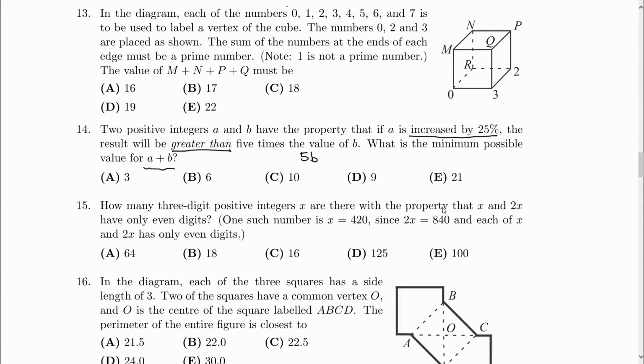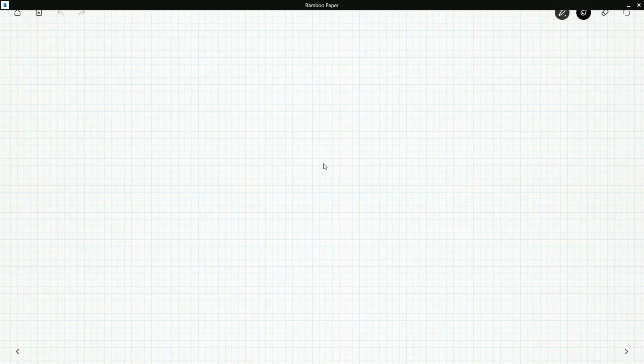Now, since we've got two positive integers a and b, I think we can probably answer this. We got a bunch of fine answers here. If a is increased by 25%, how can I use that? How could I maybe get an algebraic expression going here? And if I'm going to try to minimize this, maybe I should try to minimize b a little bit. Okay, here's my thought.